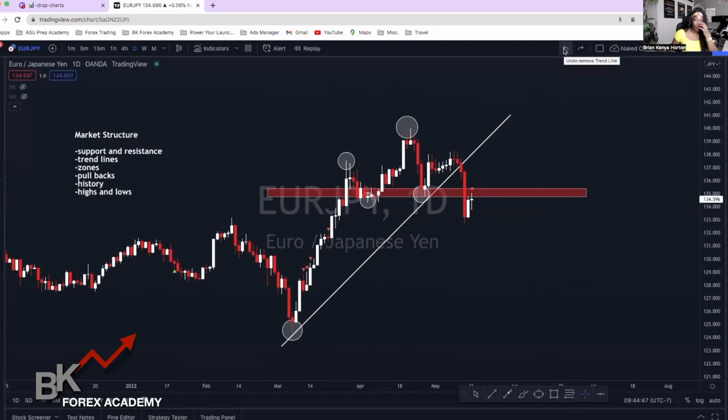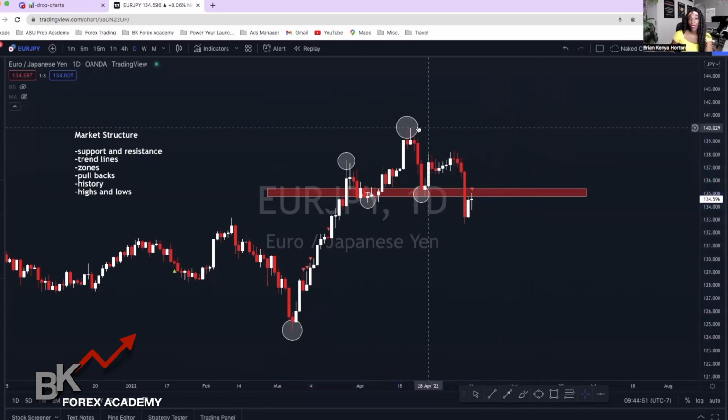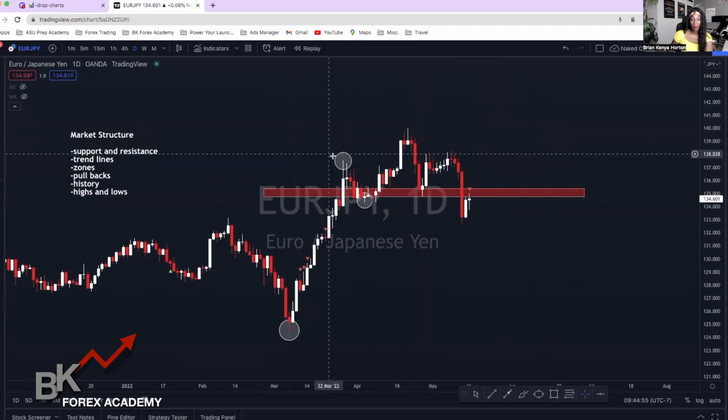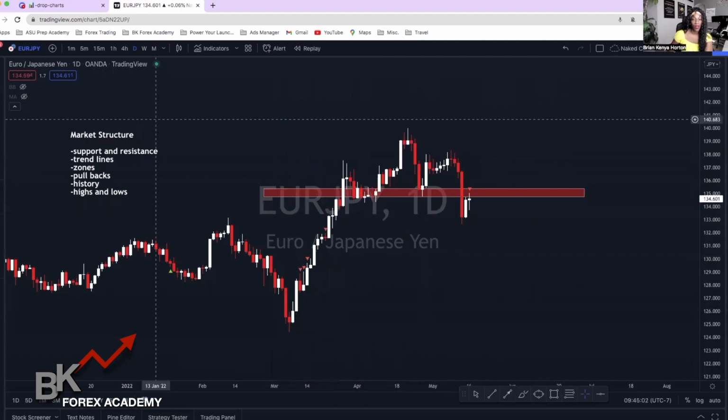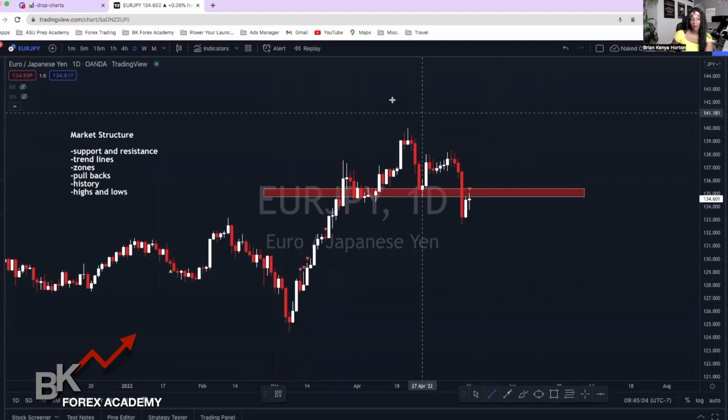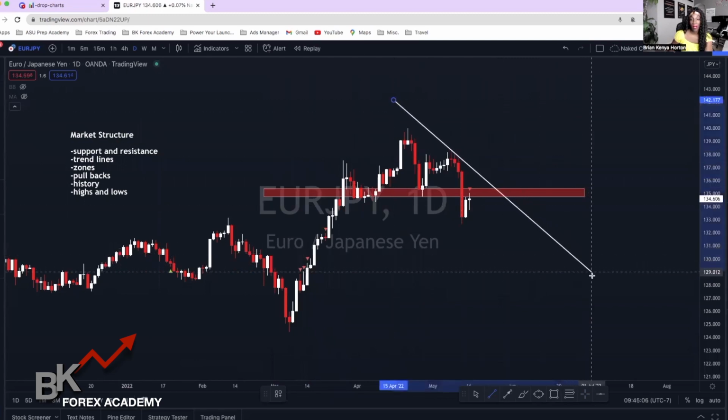But now that the market has broken my trend line, I now need to switch my bias. So when I say switch my bias, I'm now going to switch the direction of the market that I'm trading because the market is no longer in an uptrend. It is now switched to a downtrend. And how do I know that? I simply just follow the structure of the market.